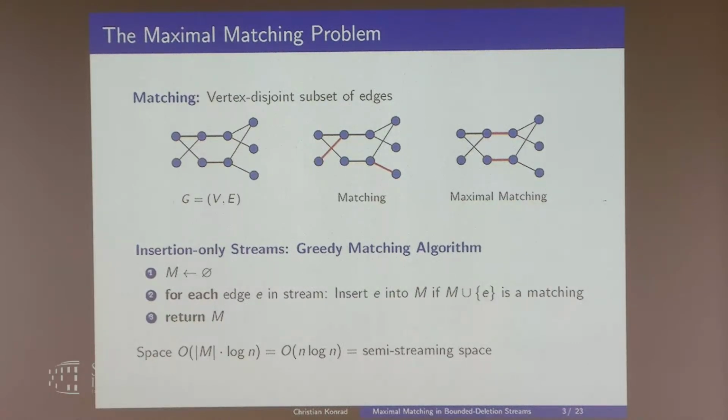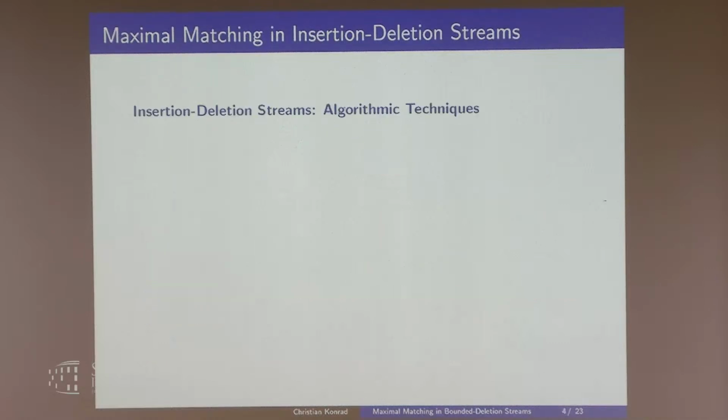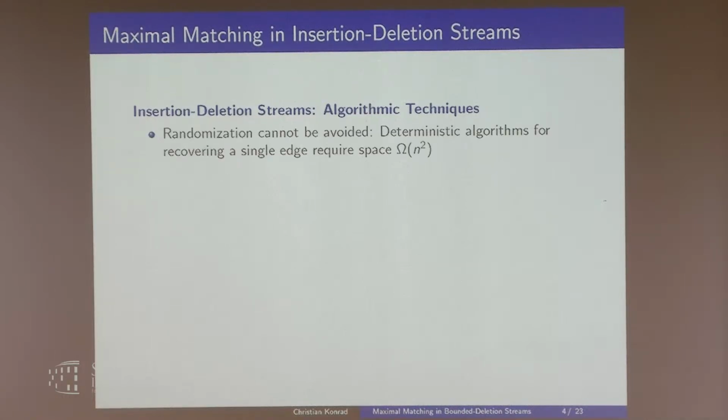So the question then is, what do we do in insertion-deletion streams, if we have these deletions in the stream as well? It's not quite so clear what kind of technique we could use in this setting. We can't greedily add edges and then hope that they're not deleted later on. So these techniques won't translate. And we know, for instance, that randomization can't be avoided in these settings. Even if you had the problem of just outputting a single edge from the input stream deterministically, you would need space n square for that. So even if you just want to report an edge, that's quite hard already deterministically. Clearly, these deterministic strategies don't work here.